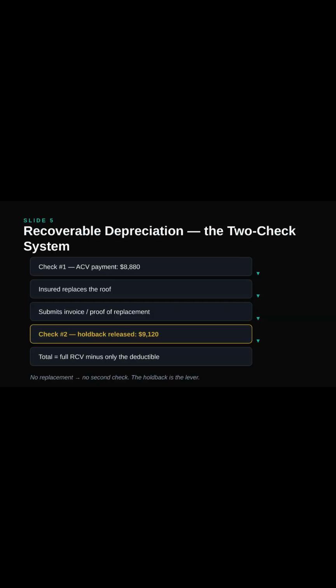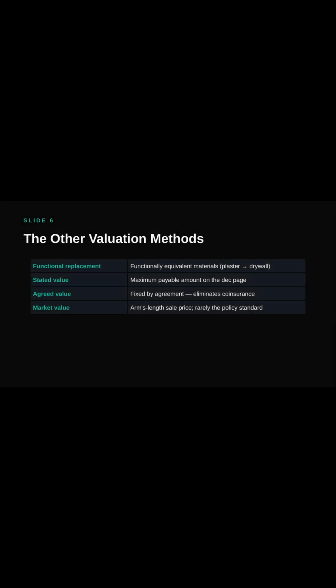4 more methods round out the toolkit. Functional replacement cost replaces with functionally equivalent, not identical materials. Think plaster walls replaced with drywall. Stated value sets a maximum payable amount on the declarations page. Agreed value fixes the value up front by agreement, and importantly, it eliminates the coinsurance requirement. And market value is what the property would fetch in a sale, occasionally relevant, rarely the policy standard.